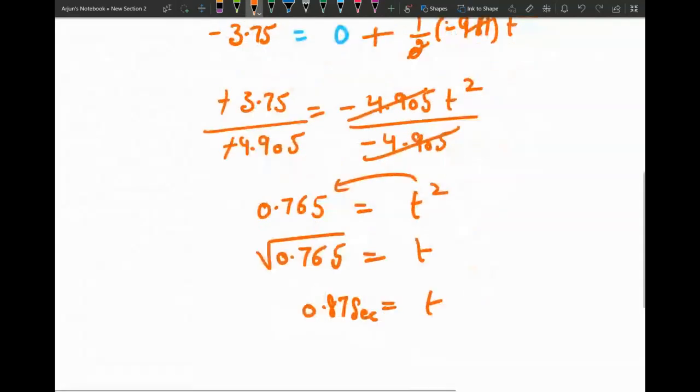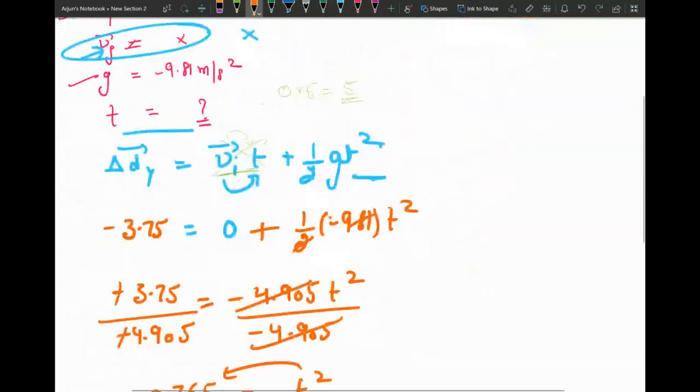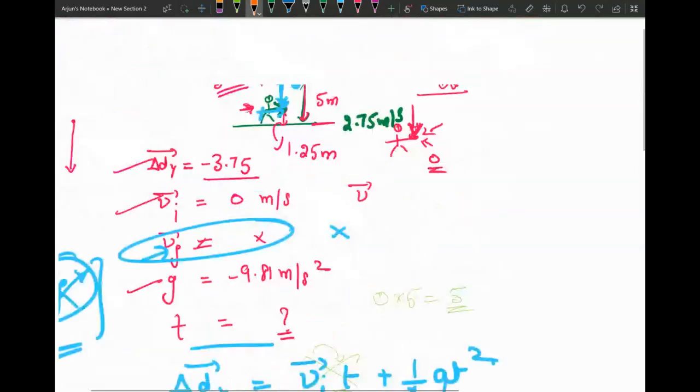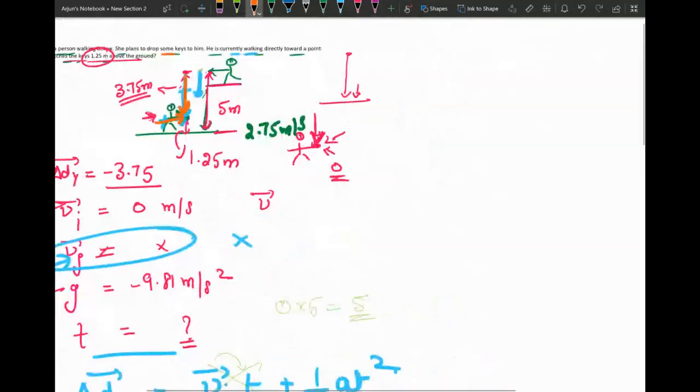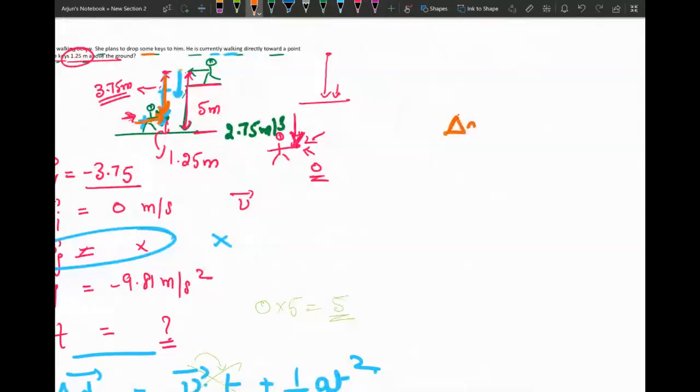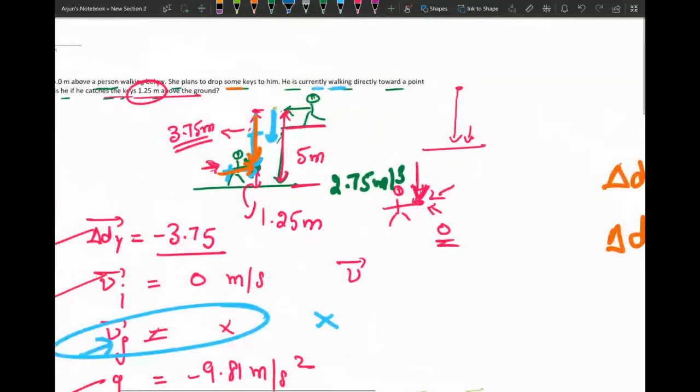Now this is the time the key is going to take to come down. Because the person is catching it, the same amount of time will be taken by this person to move in the forward direction. So how much distance will he travel? Delta d will be equal to velocity, or in this case we are given the speed, and we are not asked about the direction. We can directly say speed times time is the distance traveled by the person. I don't need to use any vector because we are not asked about any direction. It's just that he's traveling in the forward direction.